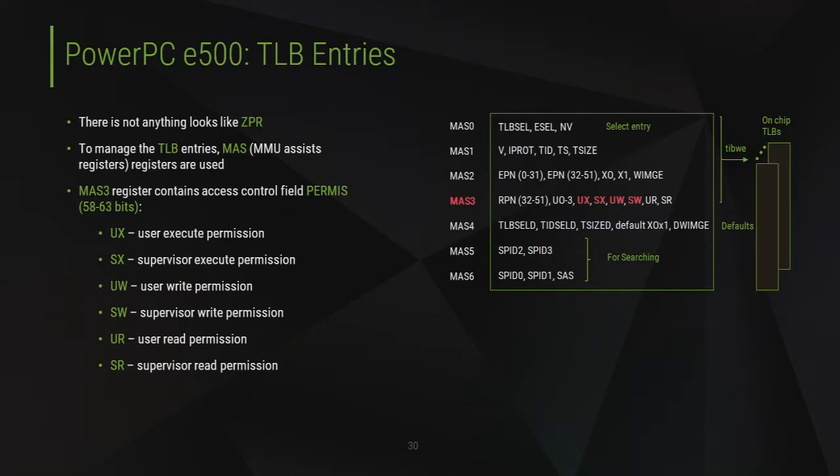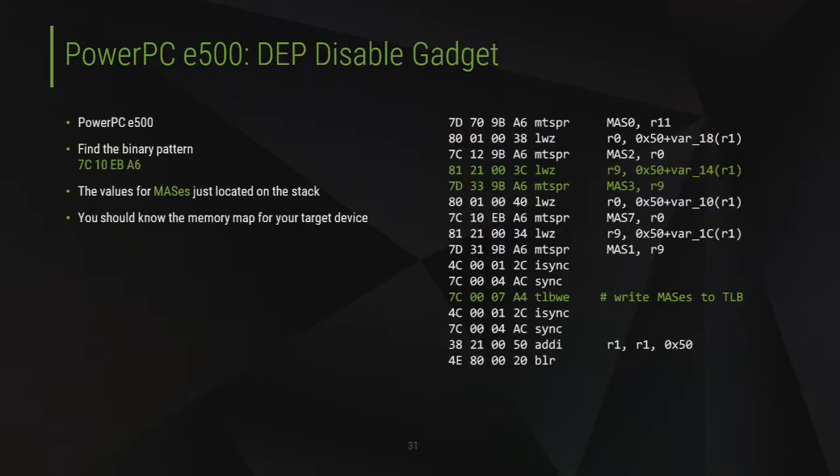So, another family of processors that are put into Cisco equipment is the PowerPC E500. What about these models? There is nothing that looks like ZPR. To manage the TLB entry, MAS registers are used. For us, the MAS3 register is important. It contains the access control fields. UX, SX, UW, SW bits enable execution and write in a memory region.